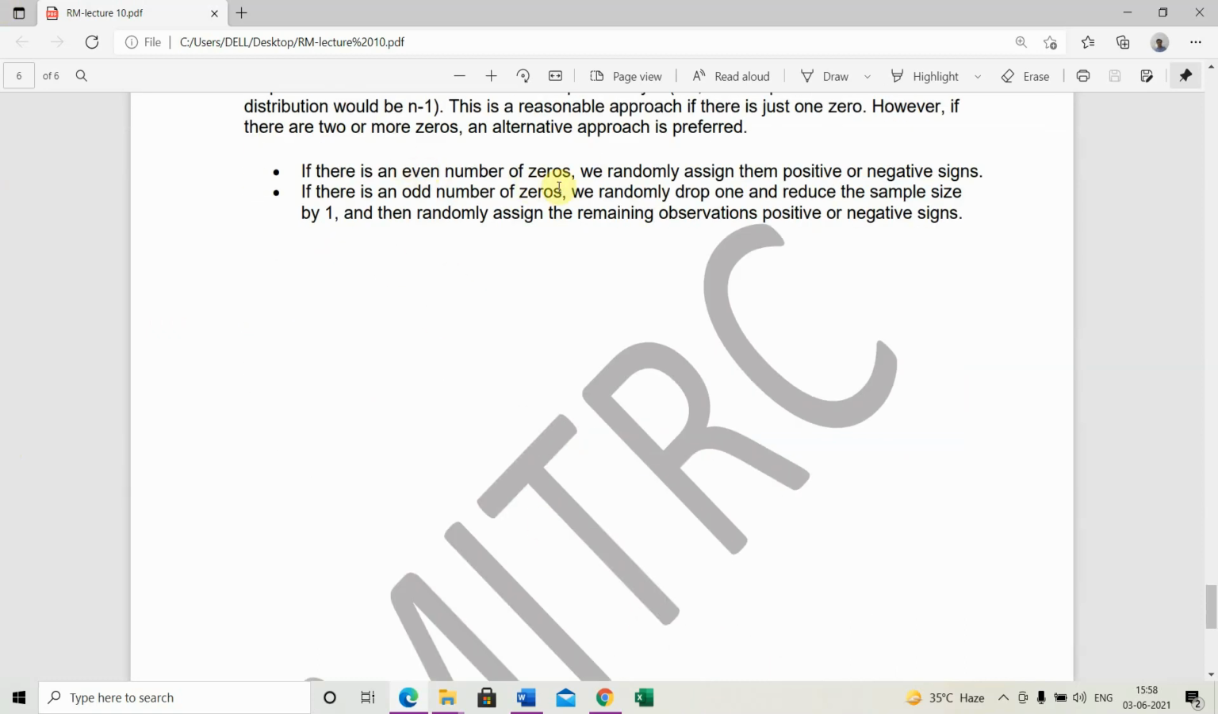If there is an even number of zeros, we randomly assign them positive or negative signs. If there is an odd number of zeros, we randomly drop 1, or reduce the sample size by 1, and randomly assign the remaining observations positive or negative signs.